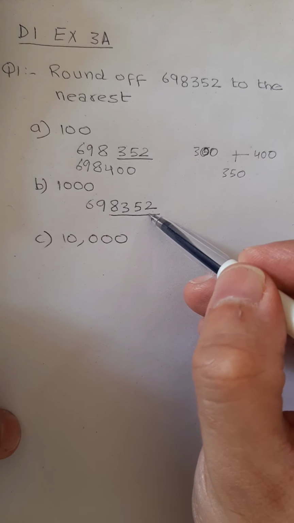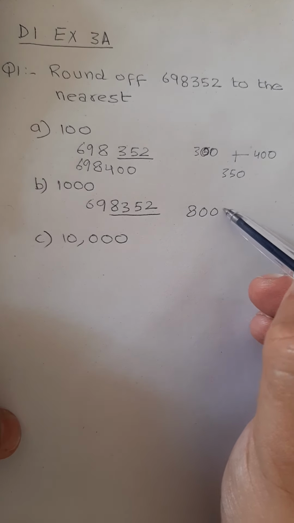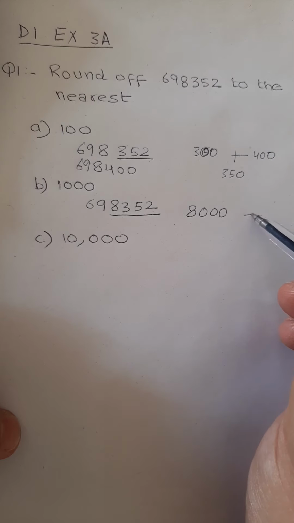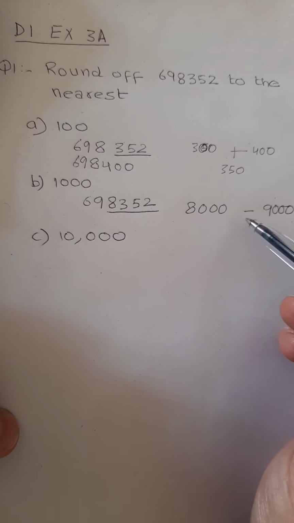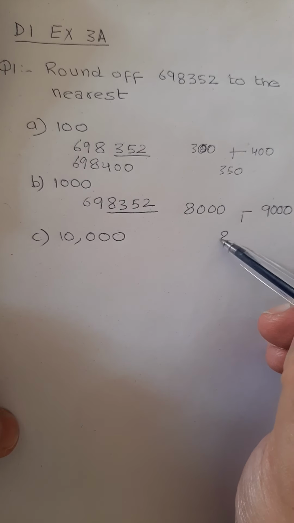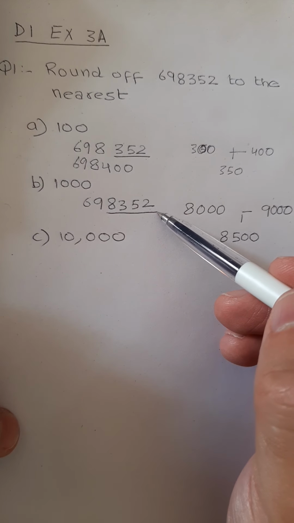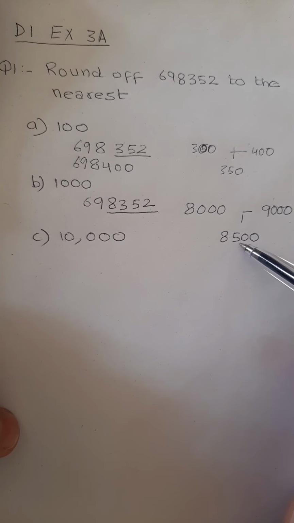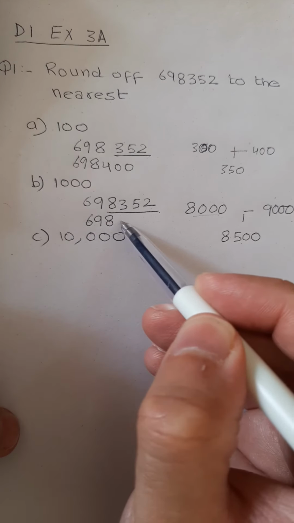Well, this 8352 lies between two thousands values, that is 8000 and 9000. The middle value is 8500, and your given digit which is to be rounded off is 8352, which is less than the middle value, so you will round it off to 8000. So the answer here in this case will be 698,000.